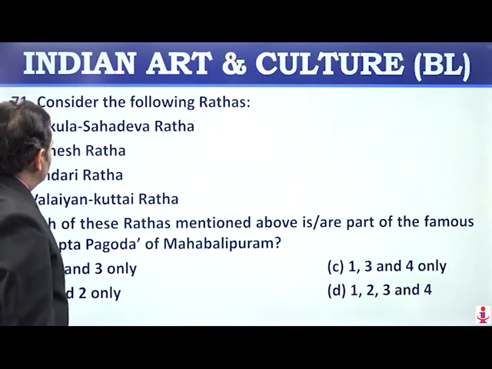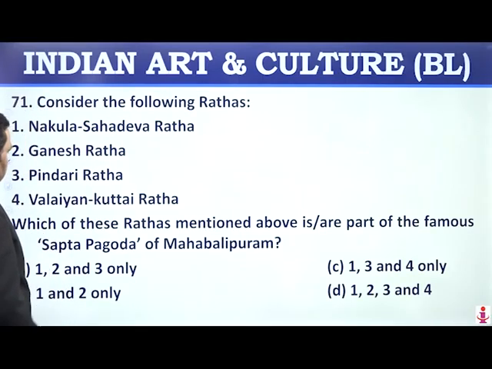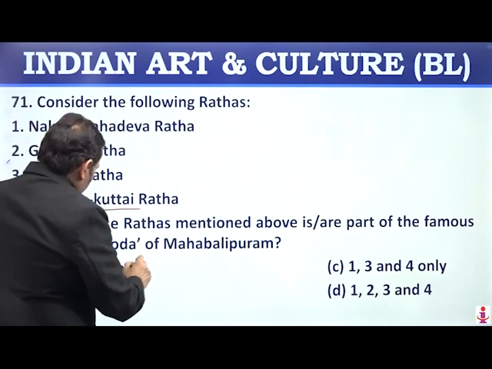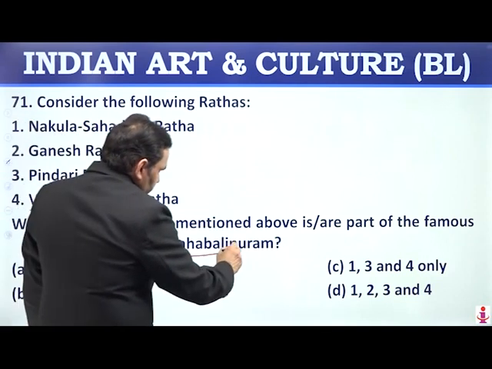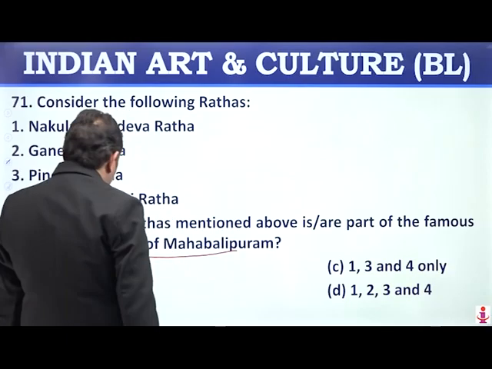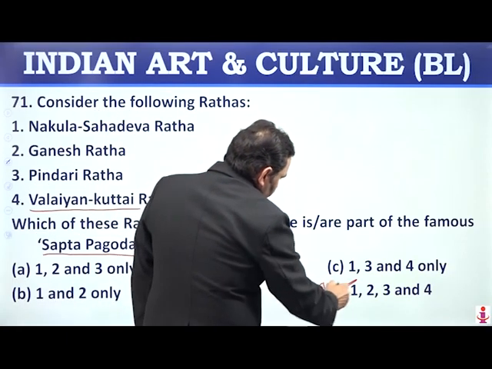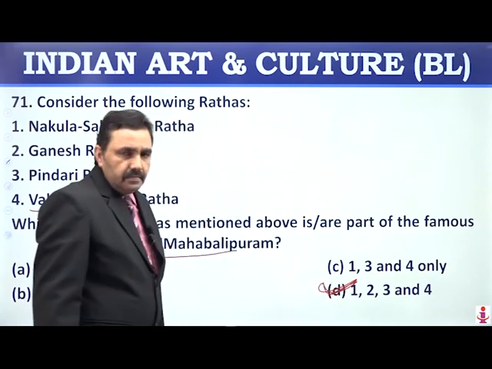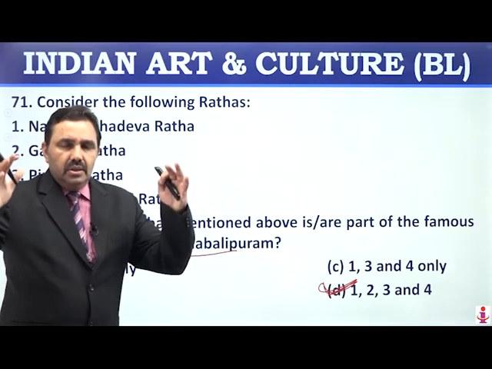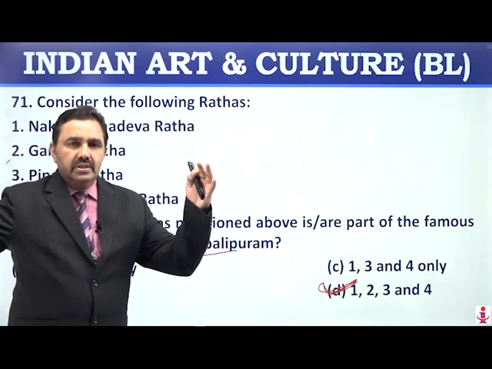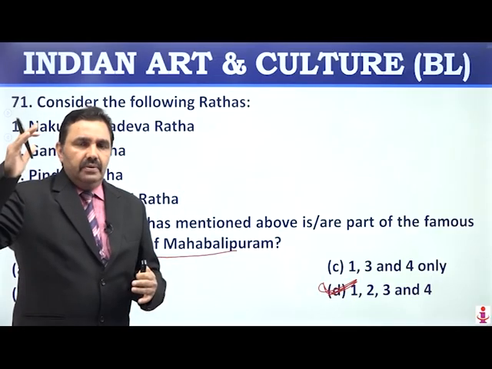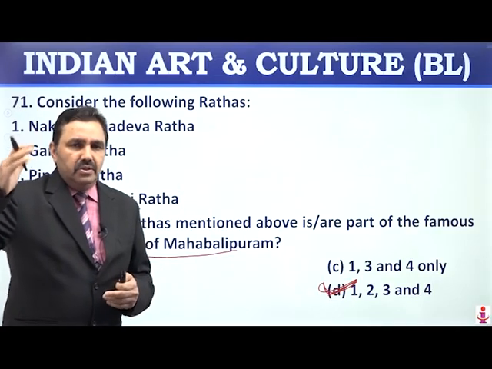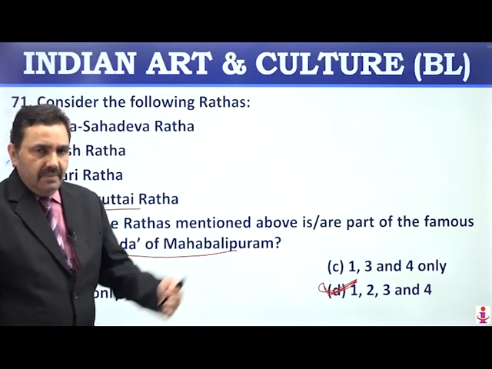71. Consider the following rathas: Nakula Sahadev, Ganesh, Pindari, Valaya Kuntai. All of these are part of the Sapta Pagoda of Mahabalipuram. 1, 2, 3, 4. Actually, there are 8 rathas. 8 rathas were cut out of hills during the reign of Pallava king Narasimhavarman I Mamalla at Mahabalipuram.